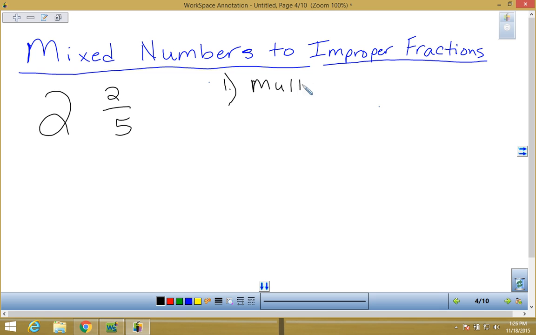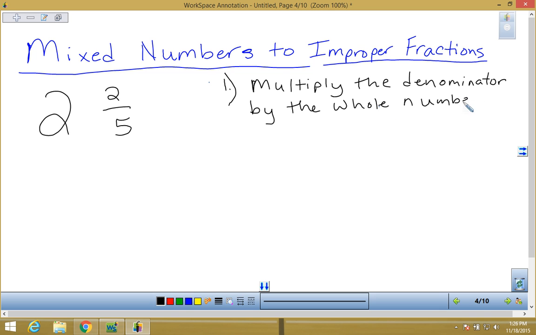So multiply the denominator by the whole number. So in this case, we would be doing 5 times 2, right? 10. So we've got that. 5 times 2 equals 10. That's step 1. Step 2, you're going to take the answer from step 1. So take your answer.